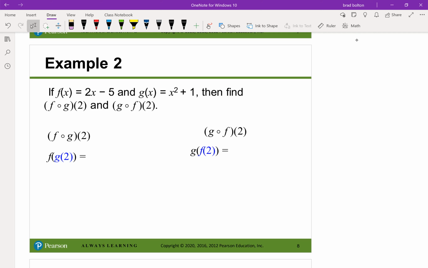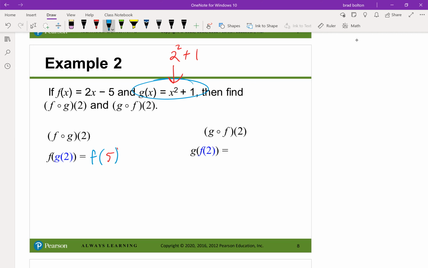I want to first find f of g of 2, okay? They say f composed with g of 2, and I don't like that, so I'm going to write it like this, f of g of 2. So what I do is I say, well, what's g of 2? Well, here's g of x, which is x squared plus 1, right? So when I plug a 2 in there, this becomes 2 squared plus 1. So that would be 5. So what I'm really saying is f of 5.